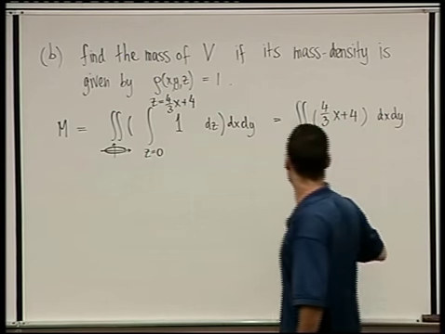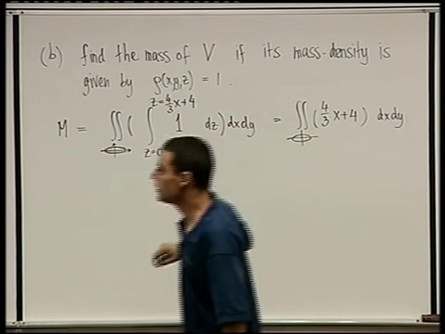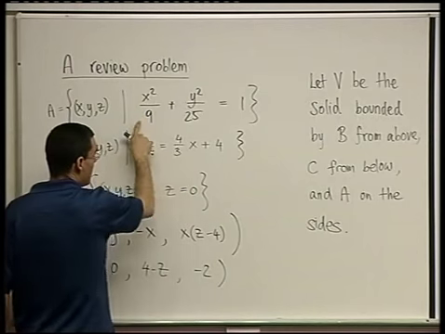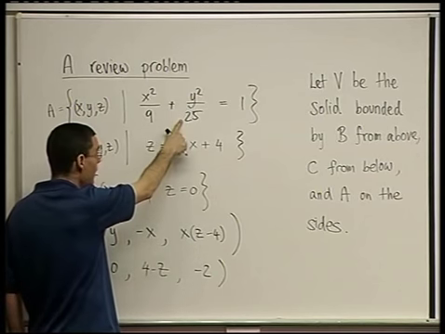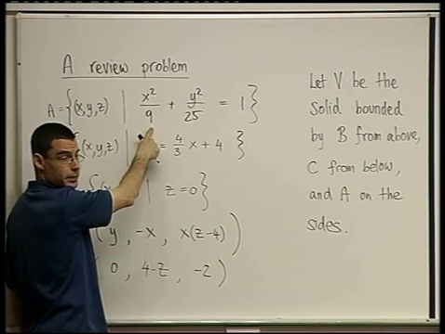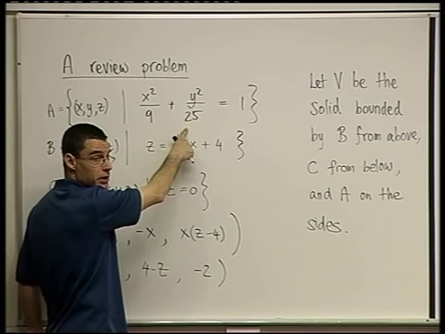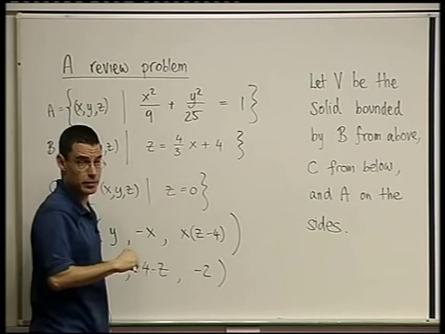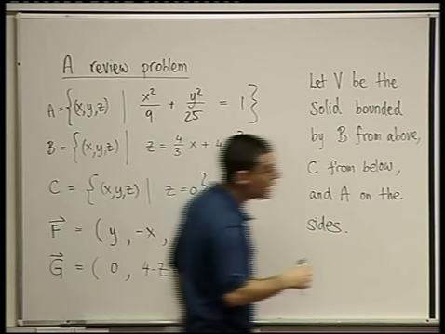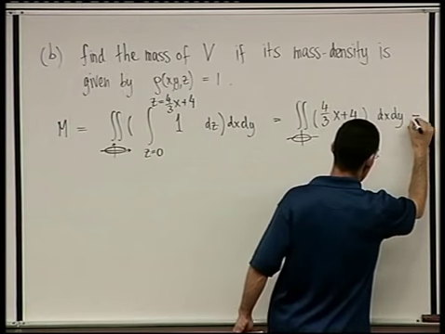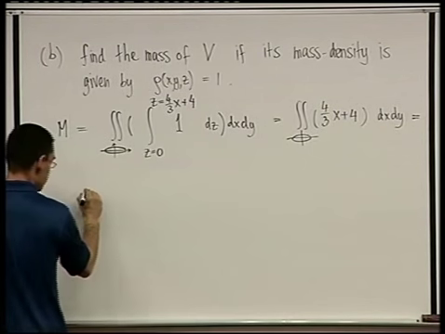Okay, so let's recall what this ellipse was. Where is it? So the ellipse is here. It's x squared over 9 plus y squared over 25. This 9, this innocent-looking 9, is a 3 squared. And this 25 is a 5 squared. So the a and the b for the ellipse are 3 and 5. Do you agree? So the correct elliptic coordinates to use, so here we're doing a change of variables.